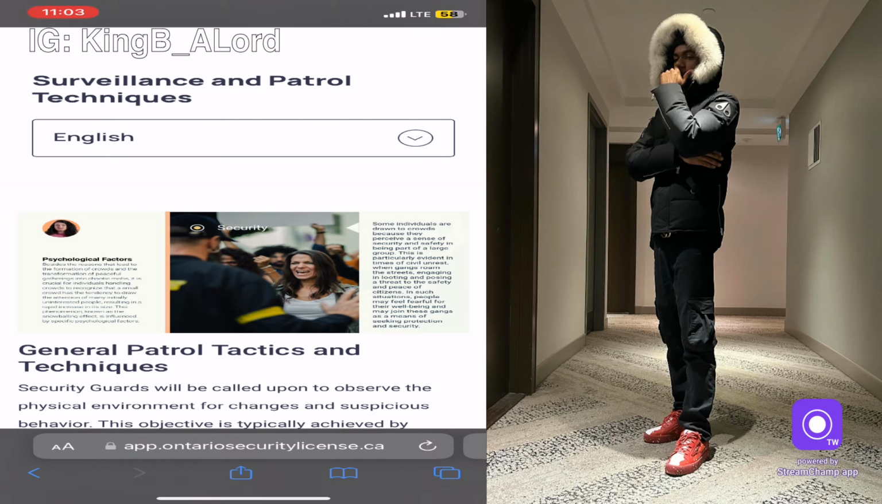Security. Some individuals are drawn to crowds because they perceive a sense of security and safety in being part of a large group. This is particularly evident in times of civil unrest, when gangs roam the streets, engaging in looting and posing a threat to the safety and peace of citizens. In such situations, people may feel fearful for their well-being and may join these gangs as a means of seeking protection and security.